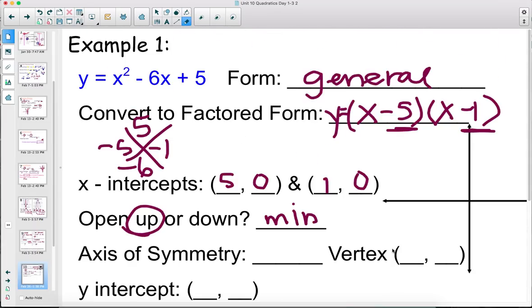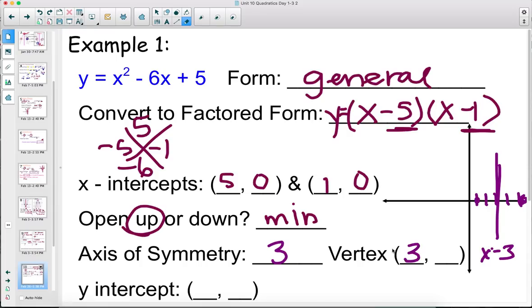So what I want to do when I want to find the axis of symmetry is I need to find the middle of my roots. So if I go to positive 1 and positive 5, 2, 3, 4, 5, plot them. The middle you can see is right there at x equals 3. So the axis of symmetry is 3. The axis of symmetry is the x-coordinate of the vertex, so I know that's 3.